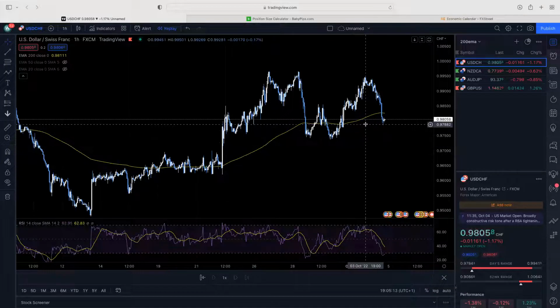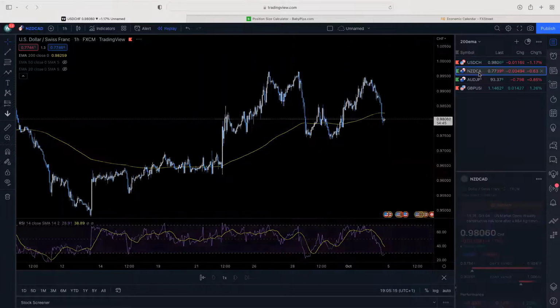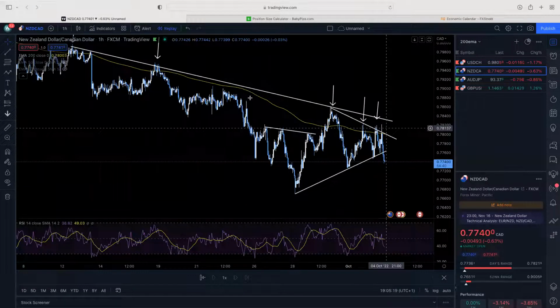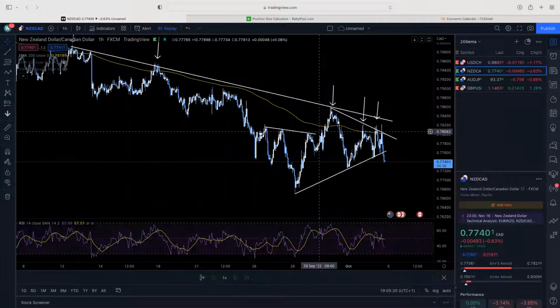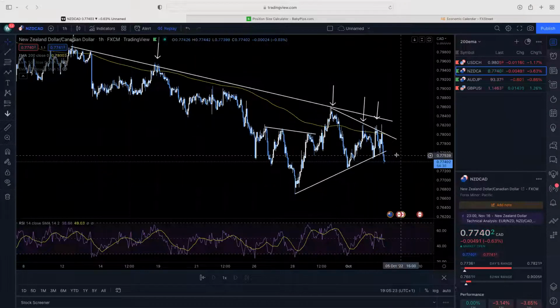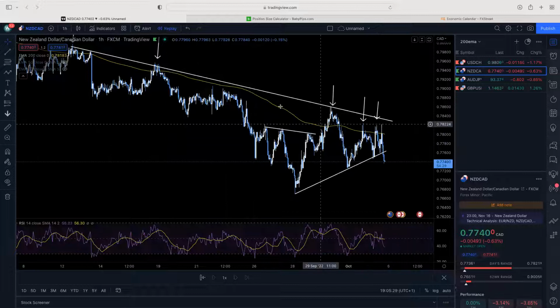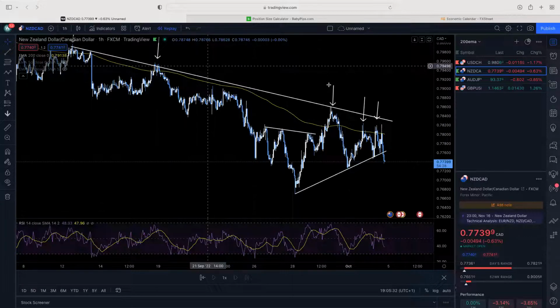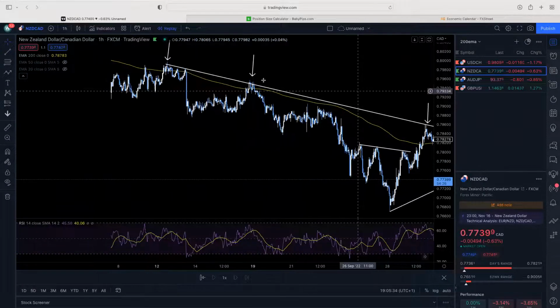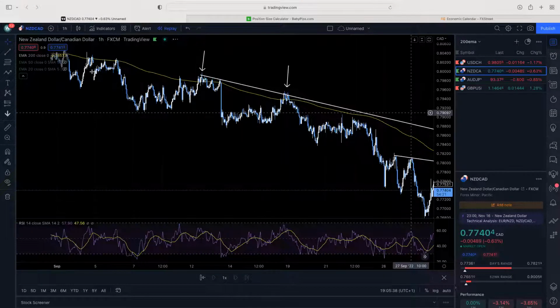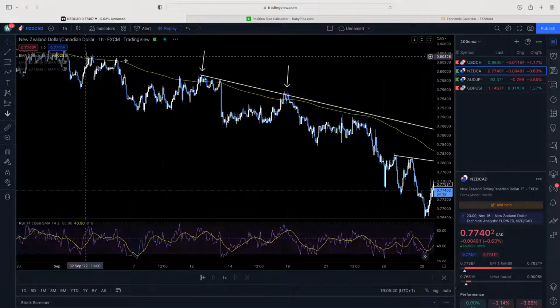If we have a look at the currency pair NZD CAD, we can see straight away, firstly, ignore all of these trend lines and whatever. This is going to be a later example. But if we have a look at the 200 EMA, we can see that more often than not, price is reacting perfectly to this 200 moving average. Pretty much, as far back as we can go, every single time we're seeing reactions to the 200 EMA.